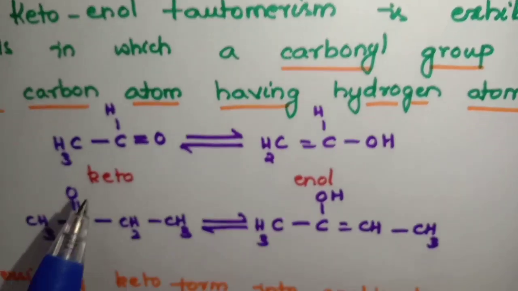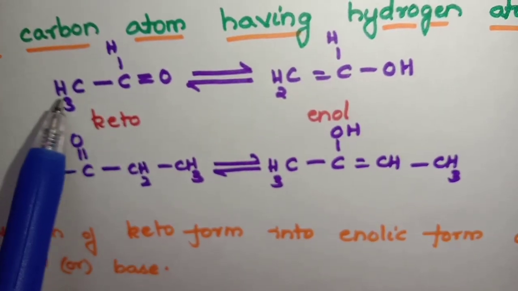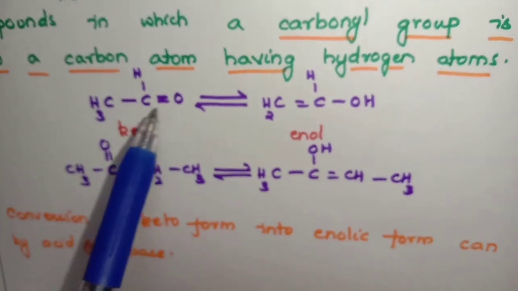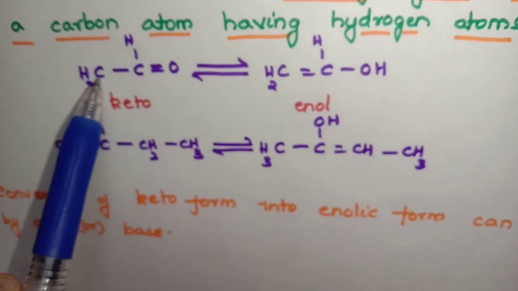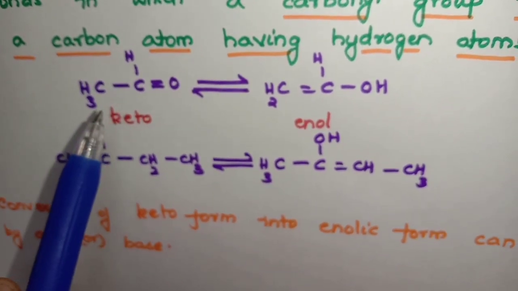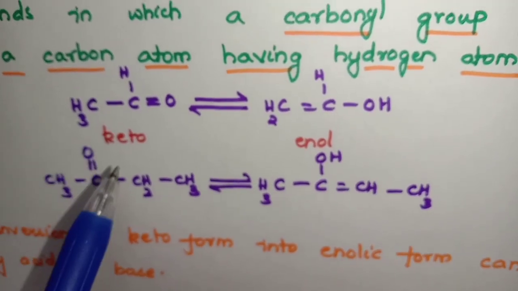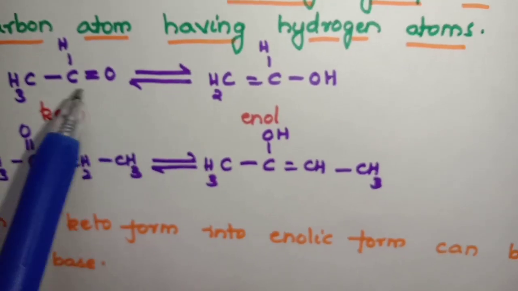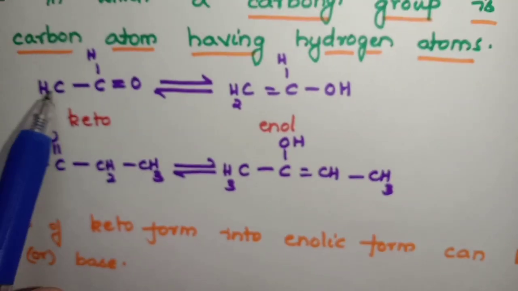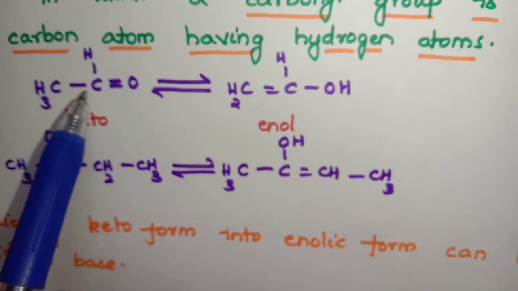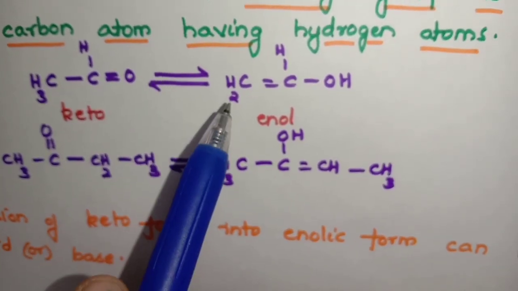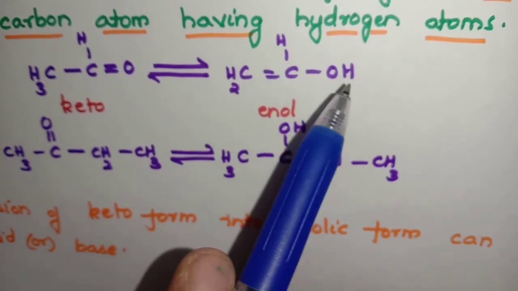Look at the example given here. CH3 C double bond O H. The carbonyl group is directly attached to a carbon atom having hydrogen atoms. Such compounds only can exhibit keto-enol tautomerism. Here it is converted into enol form. The double bond is shifted between carbon and carbon, and hydrogen from here is shifted to oxygen, that is CH2 double bond CHOH.